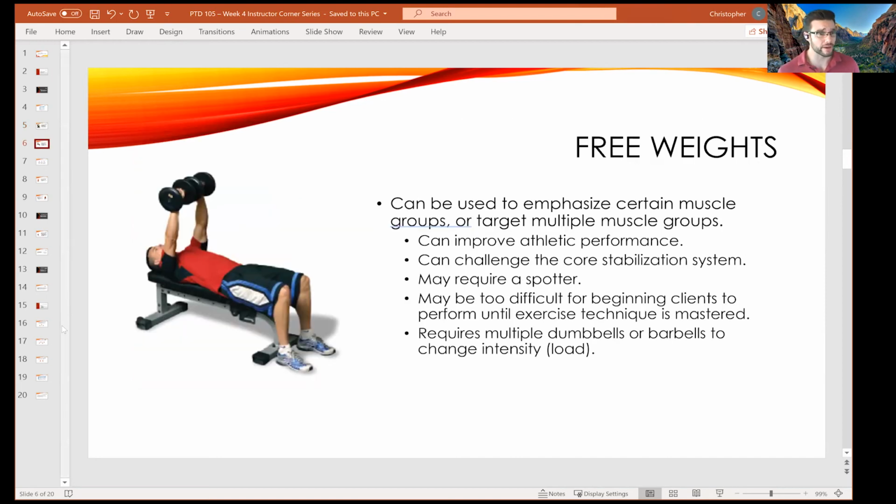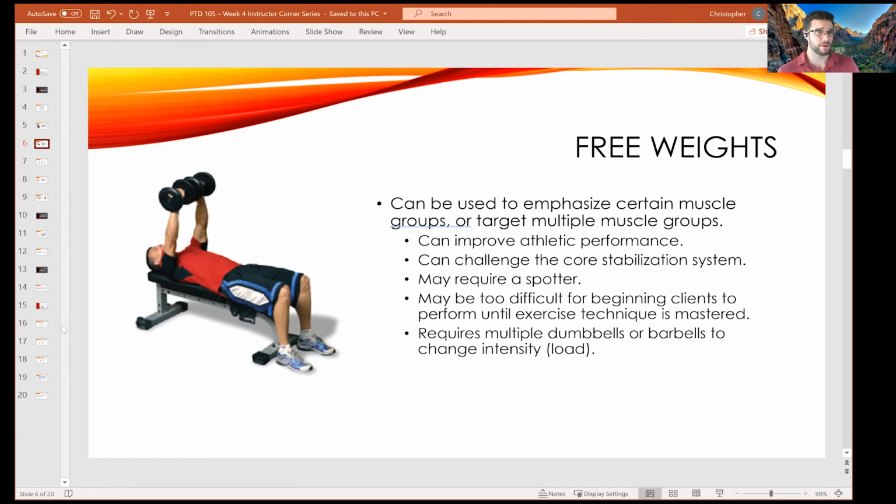When we look at free weights, we can usually use them in a variety of ways, whether they're light weights, moderate weights, or heavy weights. They can really improve our athletic performance. They are usually the major modality utilized for hypertrophy and strength. They can challenge our core stabilization system, and they require more of a need to stabilize properly.